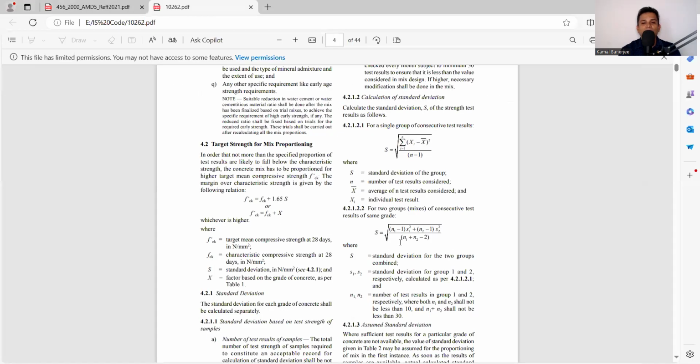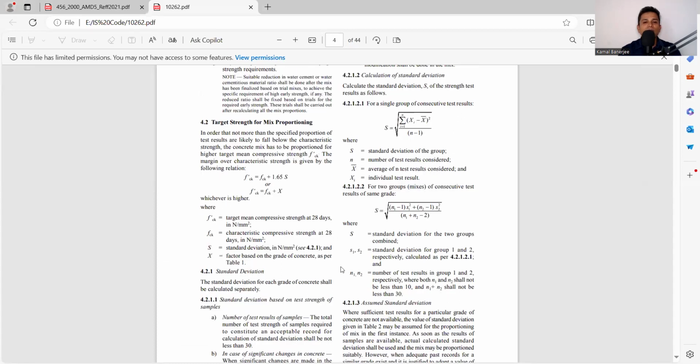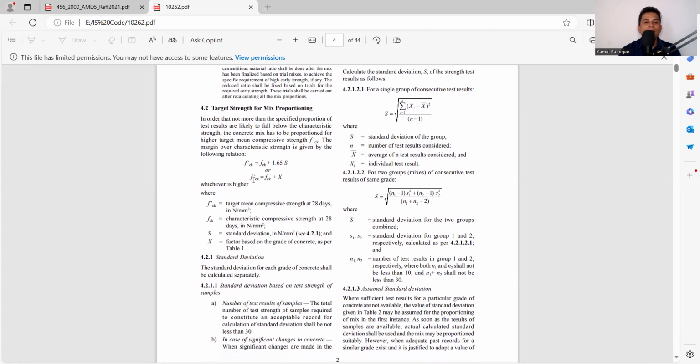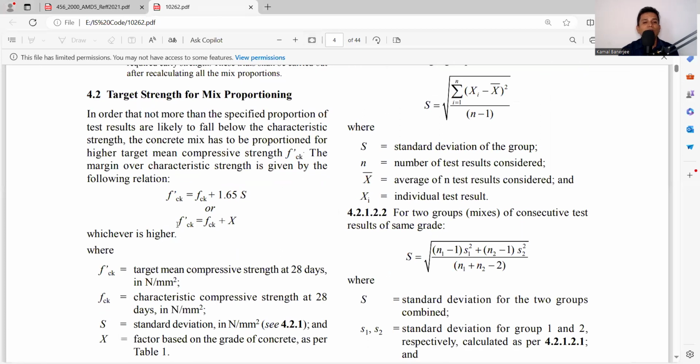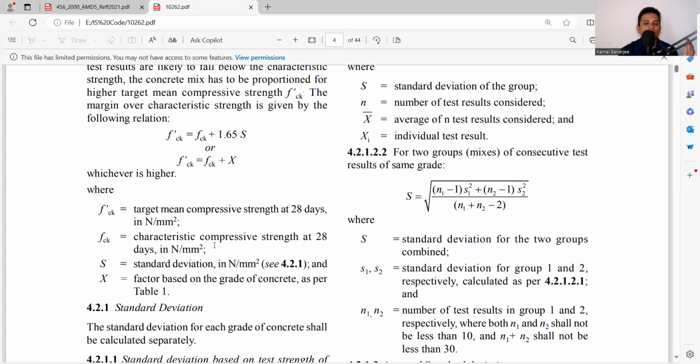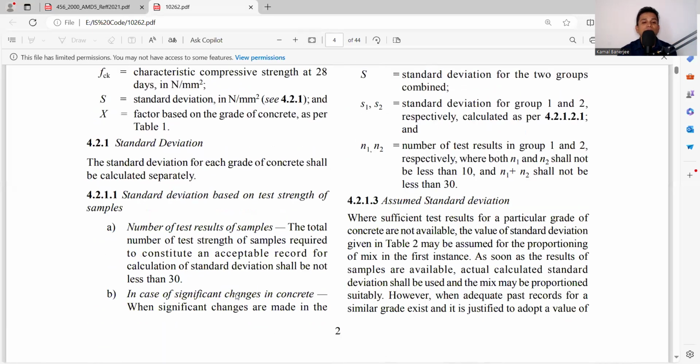Let me open IS 10262. That will be better for you to understand. See, here it is clearly mentioned. It says the target mean strength should be fck plus 1.65 S, or fck dash equal to fck plus X, whichever is higher. That means we need to finalize which one we should take. One is fck plus 1.65 into S. Fck dash is the target mean strength, fck is the characteristic strength, that is 40 Newton, S is the standard deviation, and X is the factor based on the grade of concrete as per table 1.